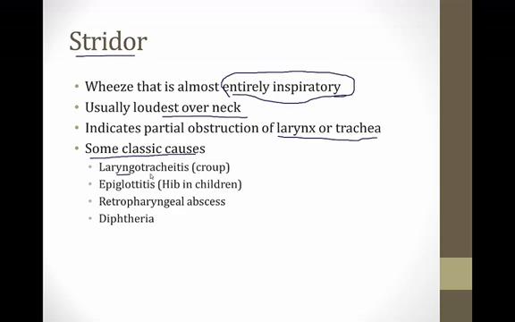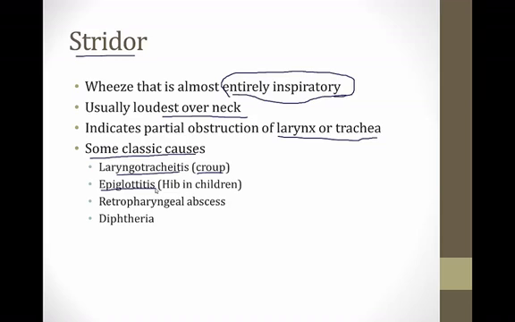So laryngotracheitis, which is croup, is usually a viral infection. It's basically a severe bad cold, usually in a child, that begins to affect the larynx and trachea, and usually it's treated with steroids to knock down the inflammation so that the child's airway doesn't close off.